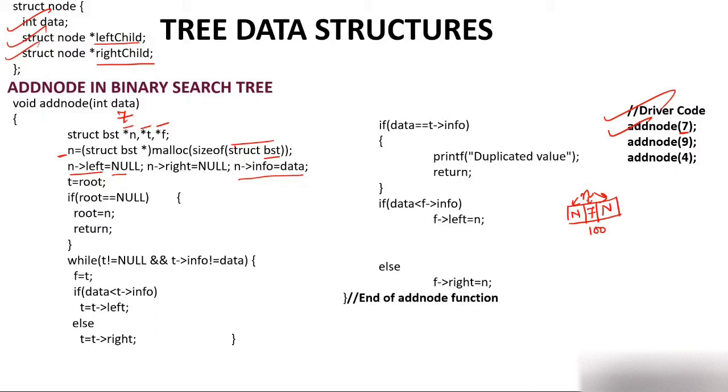Okay, so there are 3 arrows, you can clearly see. If I say what is n, n is 100. What is n left? Null. What is n info? 7. What is n right? Null. N means null. Fine.